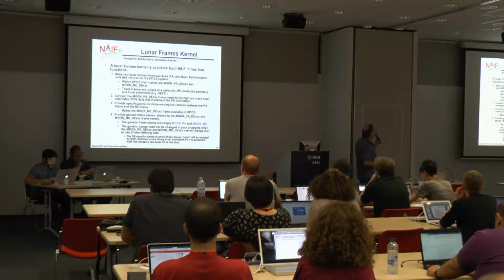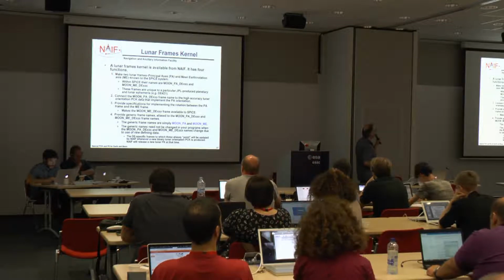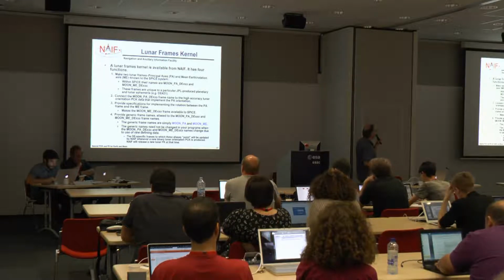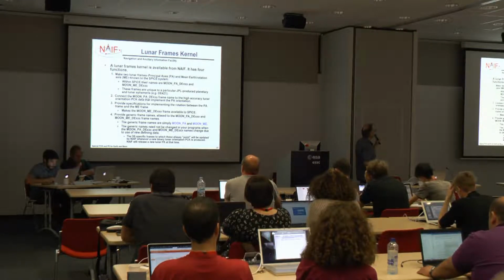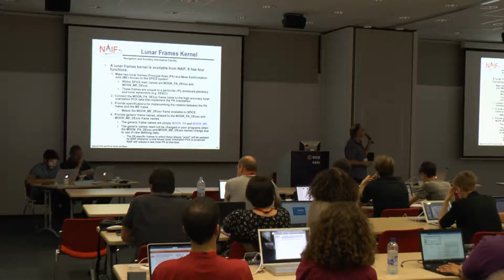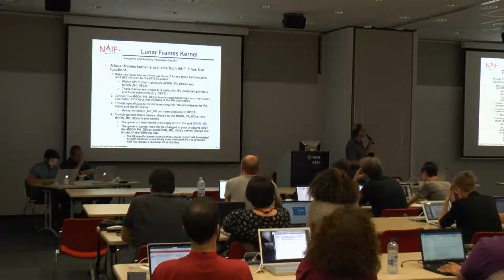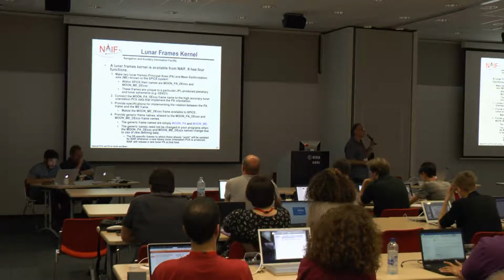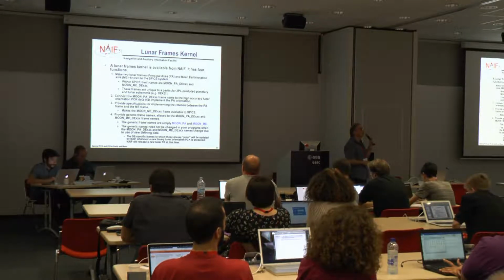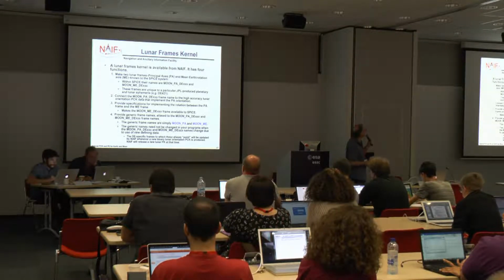It also provides generic frame names aliased to a specific moon PA DE frame and moon ME DE frame. These generic names are simply moon PA and moon ME, moon underscore PA, moon underscore ME. And by using these aliases in your code, you automatically refer to the correct latest version of the DE frame by just loading the right lunar frames kernel. So you don't have to change your code as the underlying DE changes.